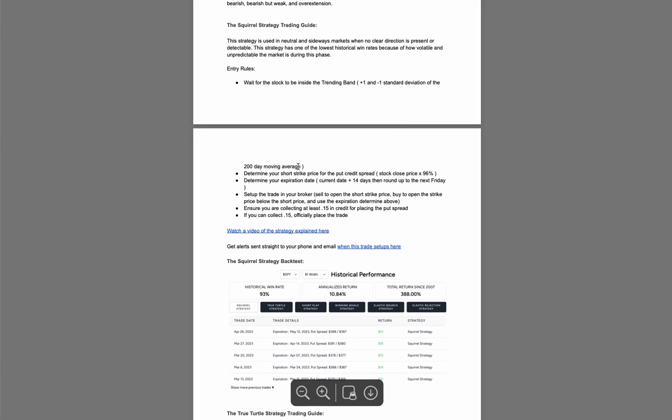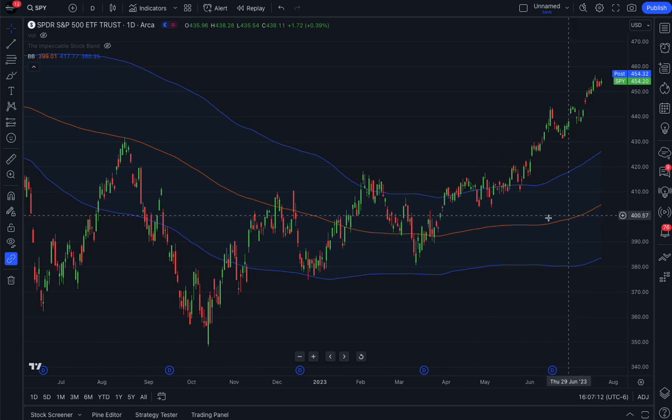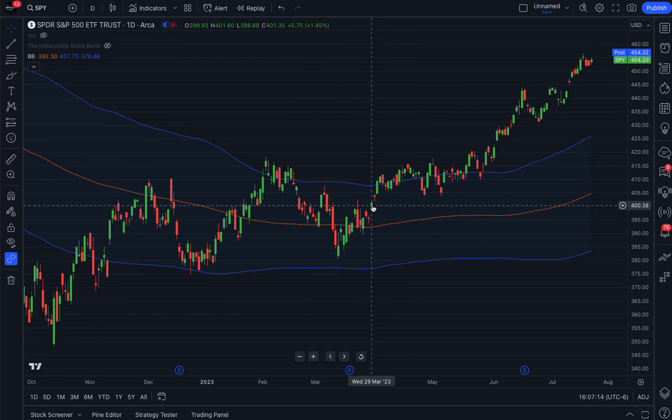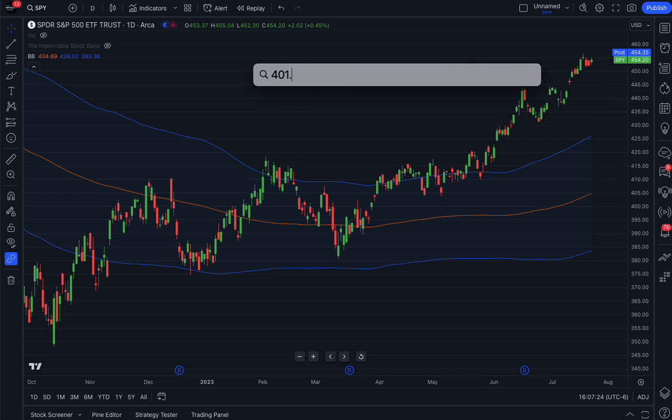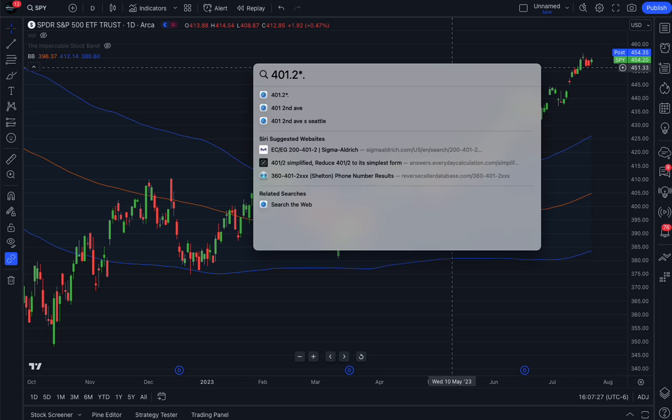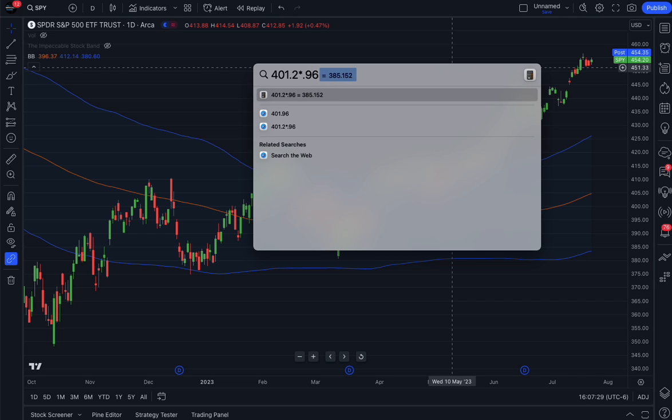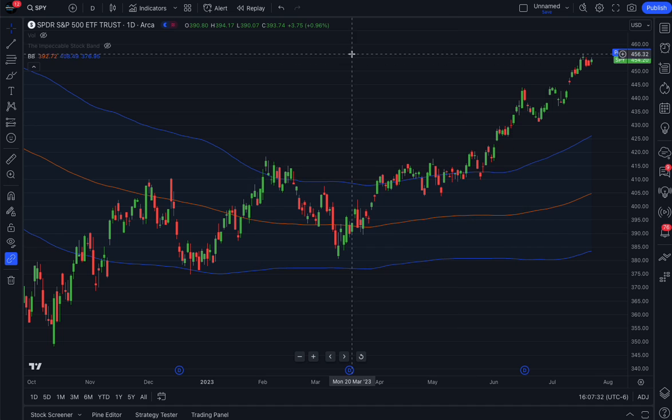Next, we need to determine our short strike price to set up this trade. Our short strike price is going to be 96% of the stock's closing price. So let's say that we're looking at the stock on this day right here, and we're inside this blue line, and the stock closed at roughly 401.20. Let me drag this into view. If the stock closed at 401.20, then we're going to calculate our short strike price by doing 0.96 and then rounding to the nearest whole number. You can see here, 385. So we're going to be going down to 385 and selling that level. If we're here, 385 is right down here, roughly.